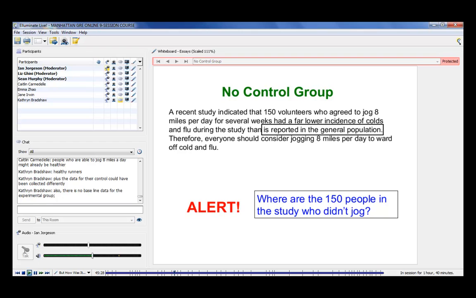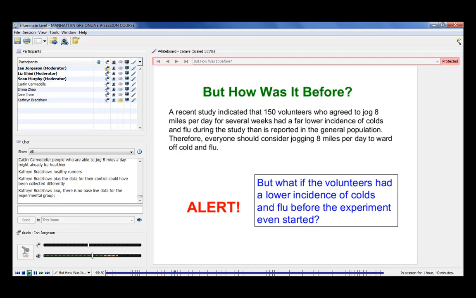Oh man, Catherine's on a roll. I totally agree with that. I don't think I have a slide for that. Oh yeah, I do actually.